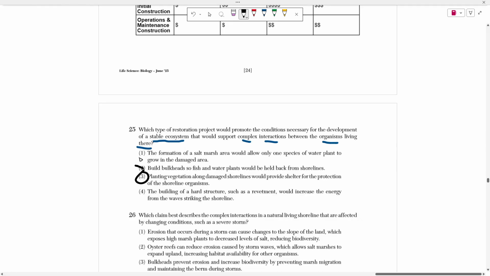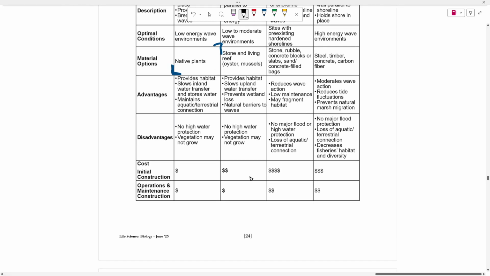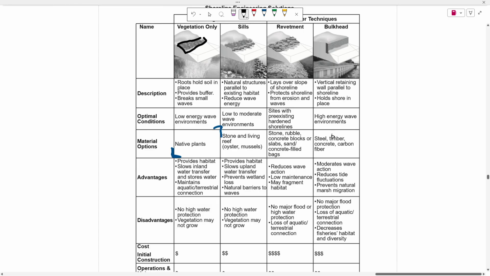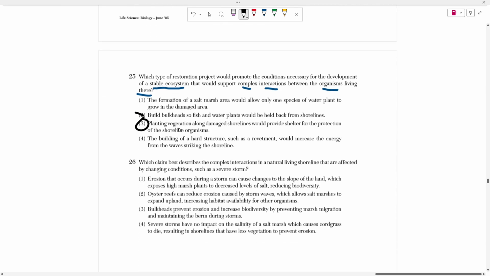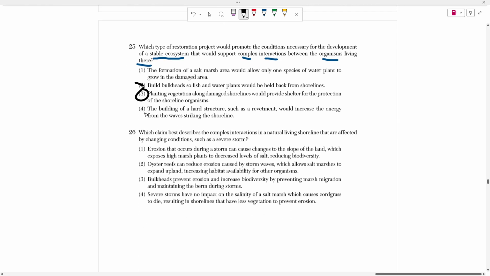Okay, bulkheads limit the biodiversity, right? Because they don't add any more plants to the damaged shoreline. This restores the loss of plants in that shoreline erosion, or that initial shoreline erosion. Okay, the other two choices don't really make sense here.